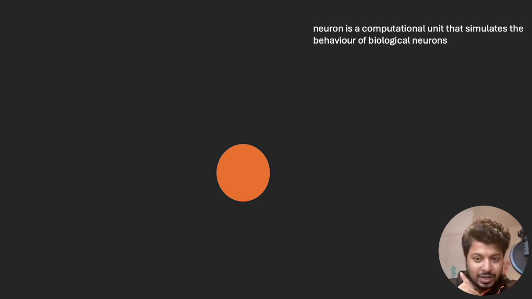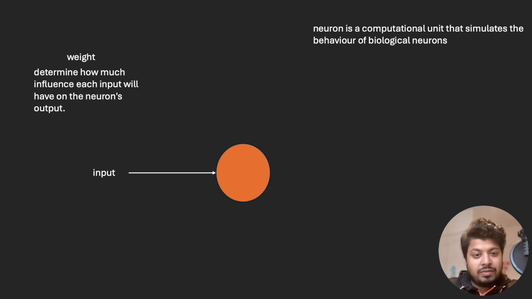So let's understand what are the basic components of this neuron. One neuron will have one input. Apart from this input, we will also have weight. This weight will decide how much influence each input will have on this neuron's output. I will explain this in more detail through an equation, but let's first understand all the components.